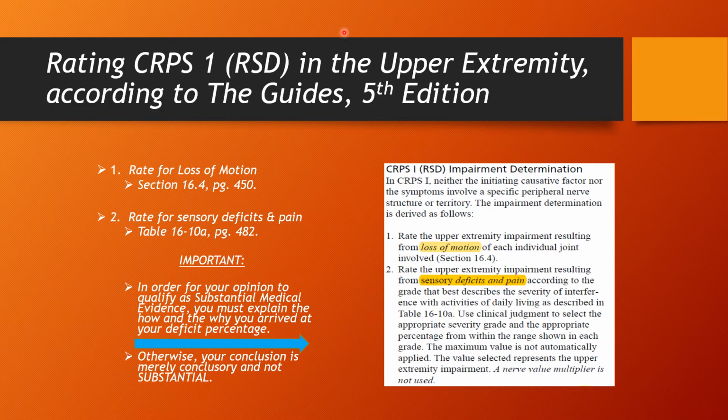It can be 80. But in order for your opinion to qualify as substantial medical evidence, you're going to have to explain how and why you arrived at that number. So if you say 75%, if you say 62%, you have to say, this is why I have given this number, and the reasons for my opinion include, and you must list it. Otherwise, your conclusion is nothing more than conclusory and not substantial, and chances are you'll be hit with a supplemental report request and or possibly a deposition to explain yourself in that case.